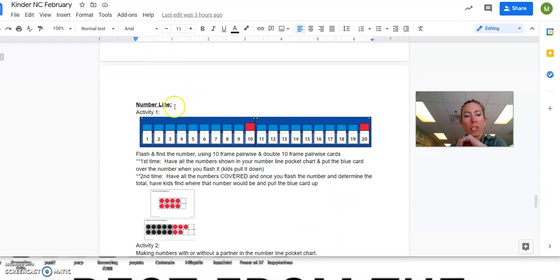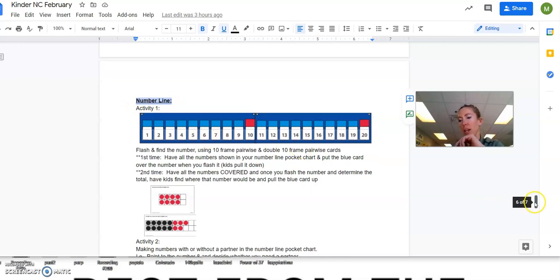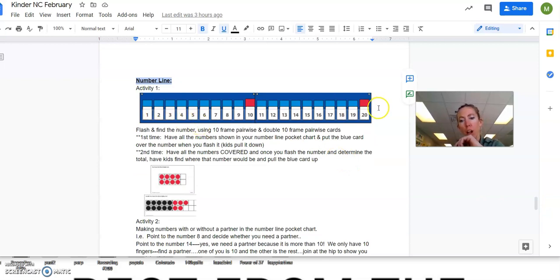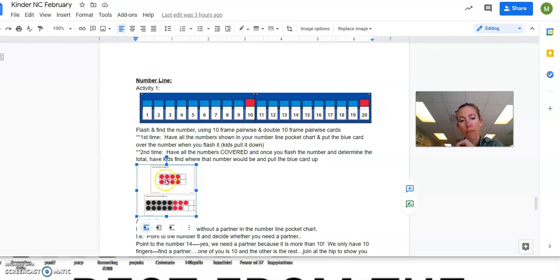The other component for you is number line. And this one could be something quick, just on a daily basis, where you have your number cards all up on your pocket chart, and you just pick a card from your pairwise 10-frame and your pairwise double 10-frame. Pick a card, and then you flash it, and then we put the blue card and cover up that number. So let's say we flashed 15 down here. We flash it, we talk about it, we air write it, and now we find it and we cover it up. Maybe we do a couple of those a day or something.